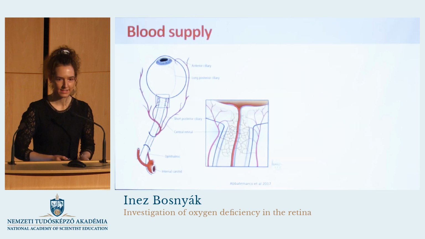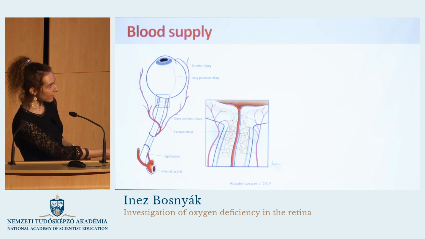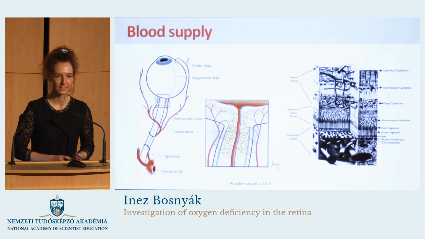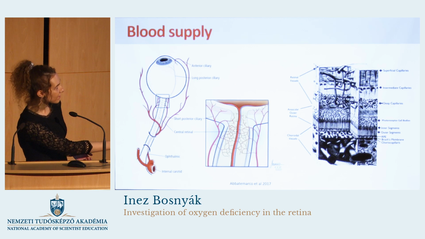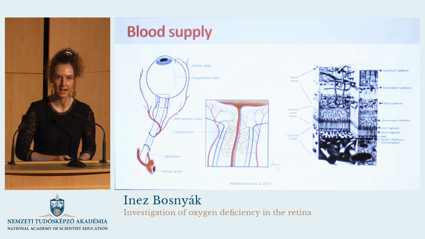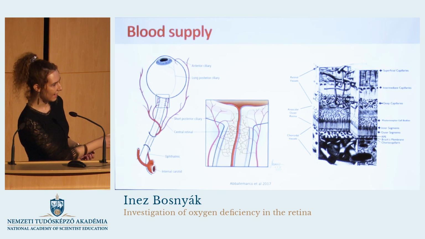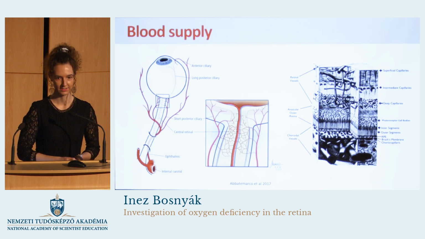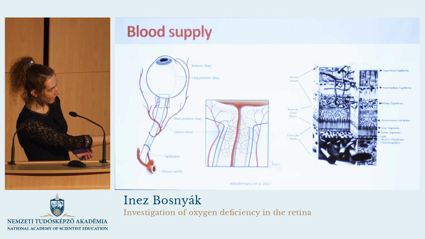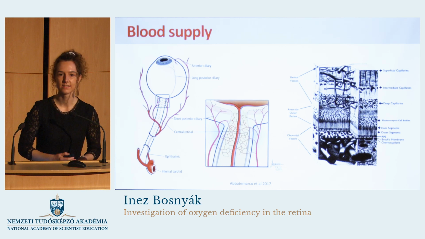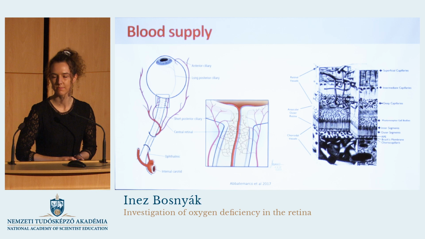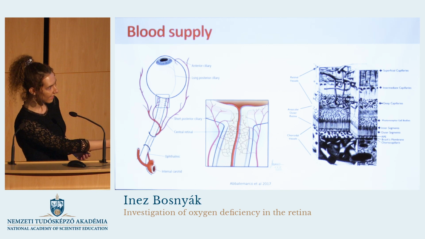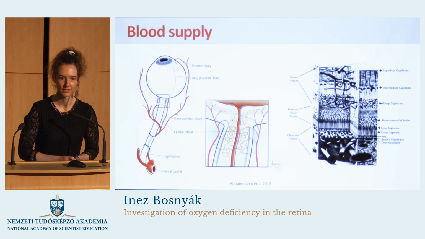Now let's see the blood supply of the retina. The inner two-thirds are supplied by the central retinal artery, which comes from the ophthalmic artery, which is a branch of the internal carotid artery. And the internal carotid artery originates from the common carotid artery, while the outer third contains no blood vessels, and it is supplied by the choroidal vessels by diffusion. And the choroidal artery is also coming from the common carotid artery.